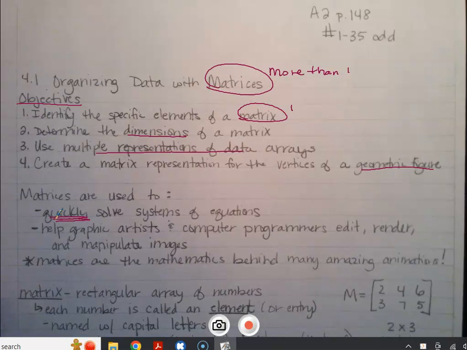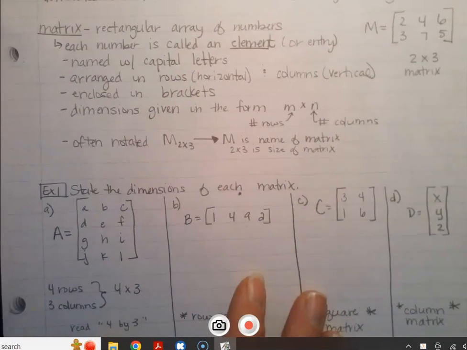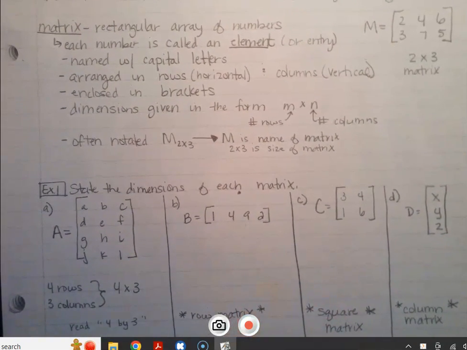Okay, let me pause this real fast here. Okay, so let's move on down here to what a matrix actually is. All right, so the matrix is a rectangular array of numbers. So we've got this example over here. Okay, so we've named it matrix M. So each number is called an element or an entry. So 2 is an element, 4 is an element, 6, 3 is an element, 7 is an element, 5 is an element. So element is each number. We name it with a capital letter. So again, this is matrix M.